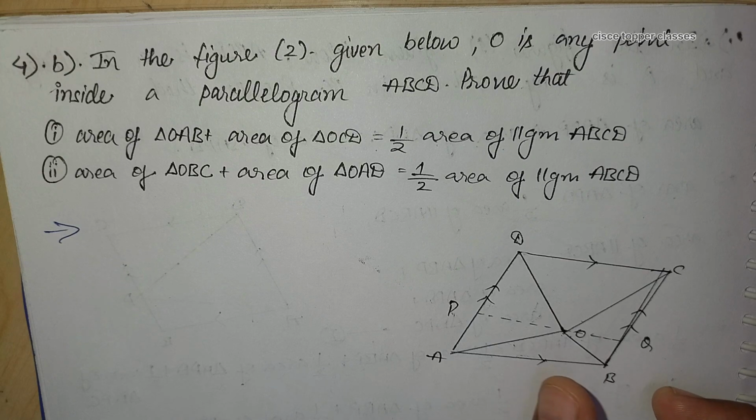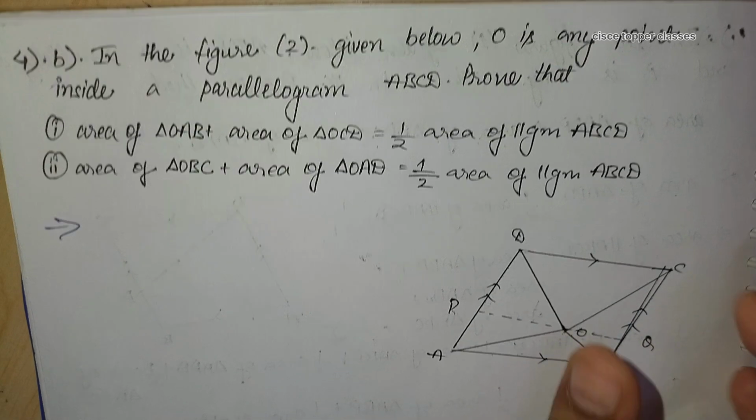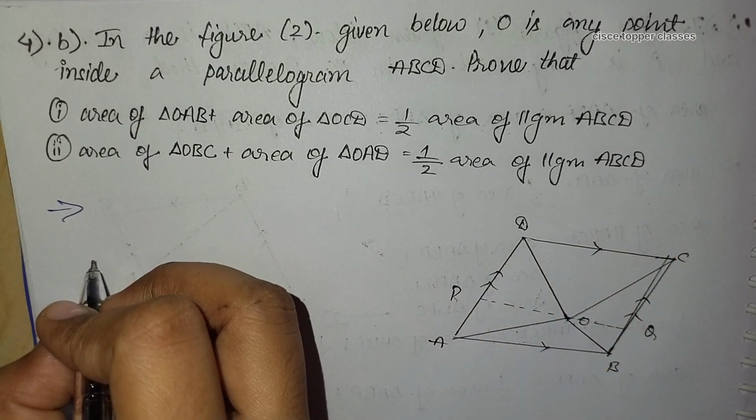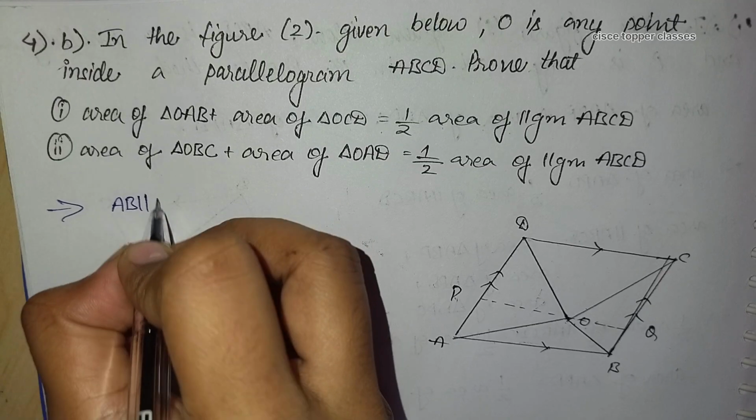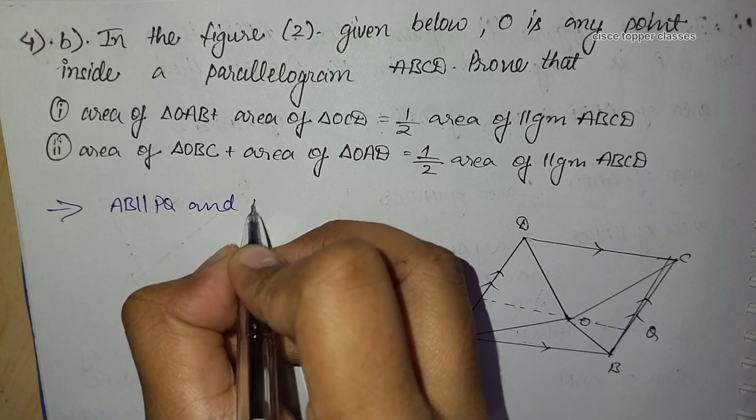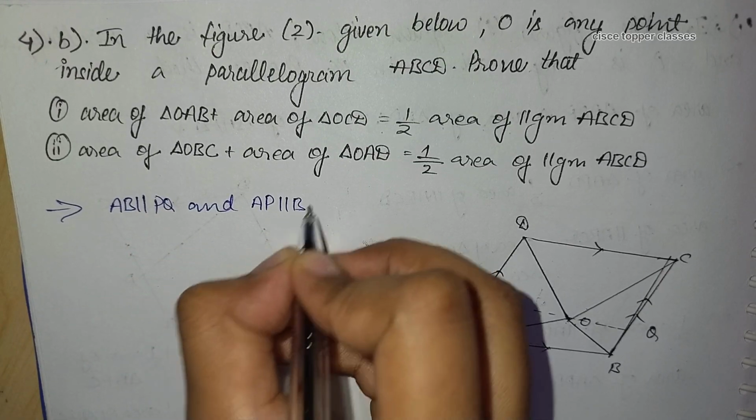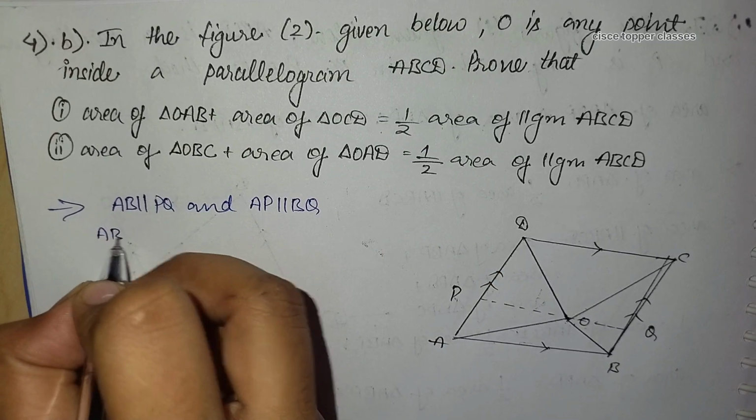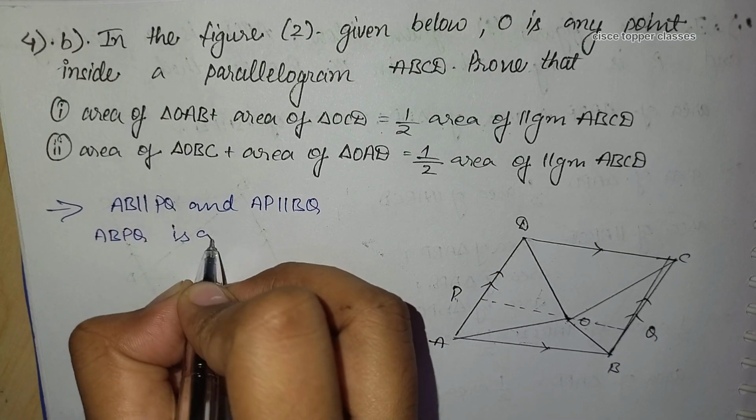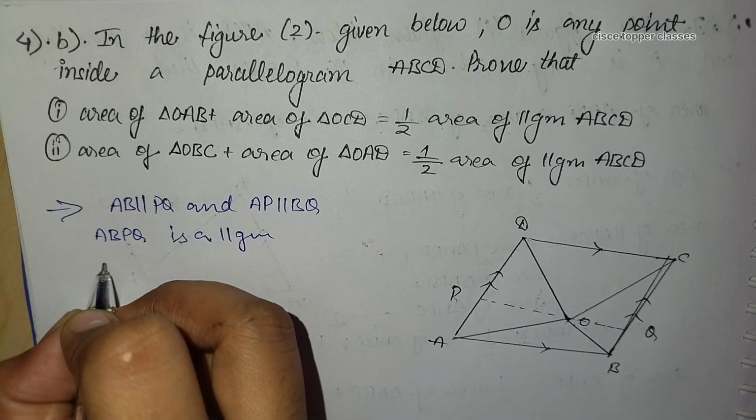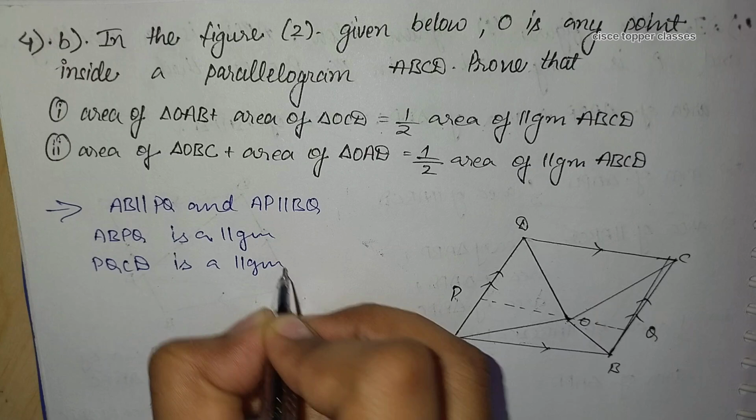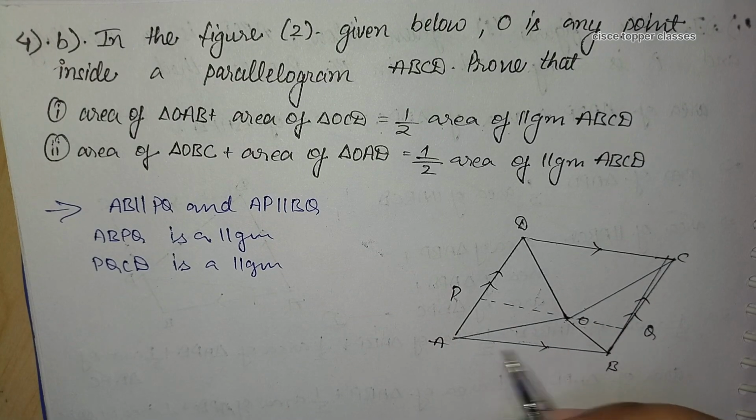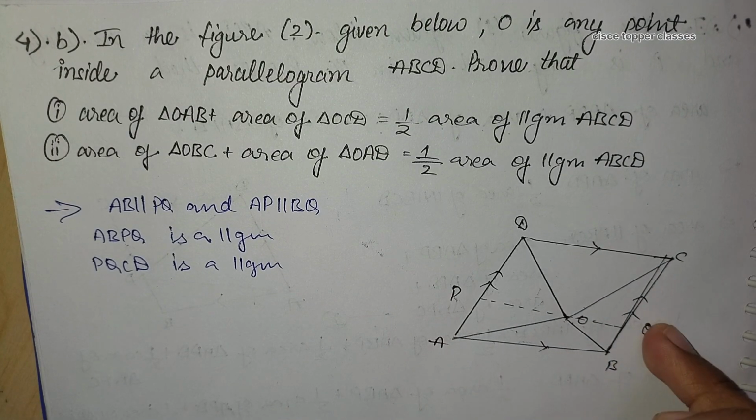And from here we can say that PQCD is a parallelogram and PQAB is also a parallelogram. Because AB is parallel to PQ and AP is parallel to BQ, simply here we have ABPQ is a parallelogram. Similarly, we have PQCD is a parallelogram. Now we will take the triangle OAB. Here we have parallelogram ABPQ.